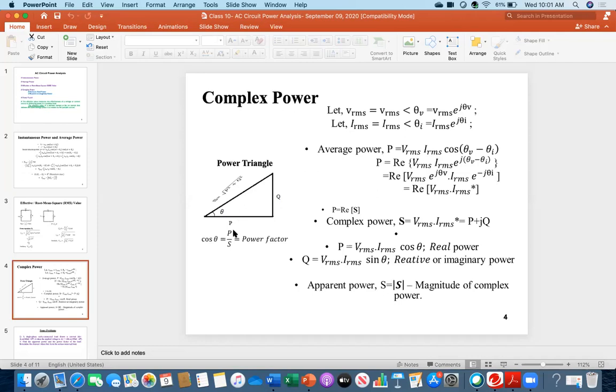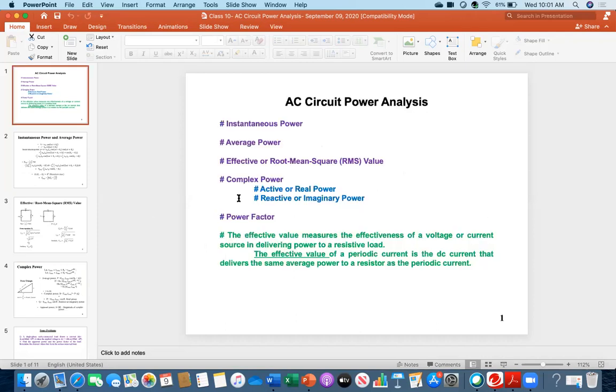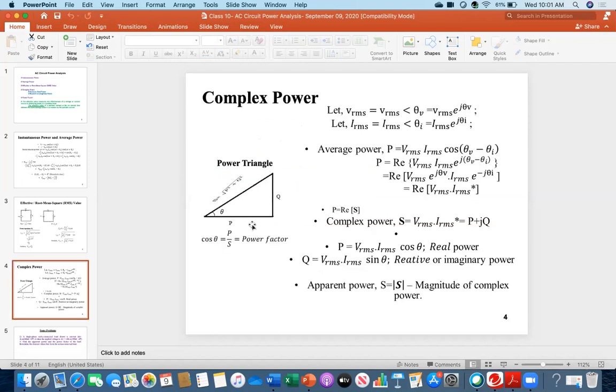Now you see, I have made a relationship here from this triangle, from geometry. What is my cosine theta? P over S, base over hypotenuse. That P over S, cosine theta, is called the power factor. Today I introduced one term here, power factor, and I said complex power has two components, active or real power, and reactive or imaginary power. I was just waiting for this moment to explain it with the help of the triangle.